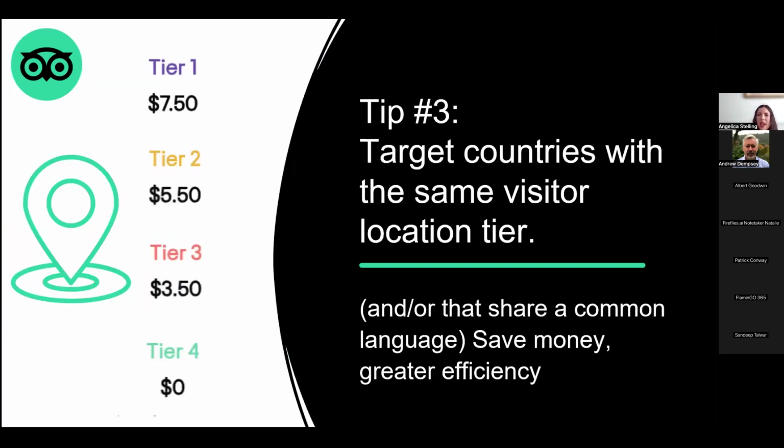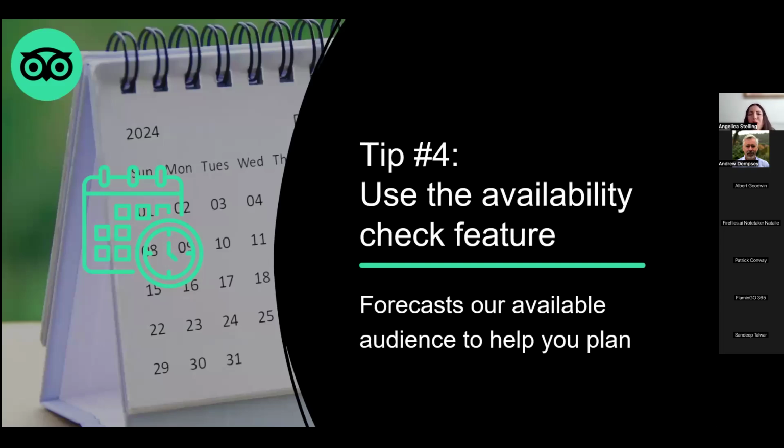Highly recommend to consider this. 3, I know we went into that, the color-coded destinations. It's good to target countries with the same visitor location tier. Even if they share a common language, you save money, greater efficiency. Consider this when booking. I know I use this feature multiple times today, but feel free to use the check availability feature to forecast our available audience to help you plan. Even if it's for a few months out, it's worth logging in and looking to see what's available.